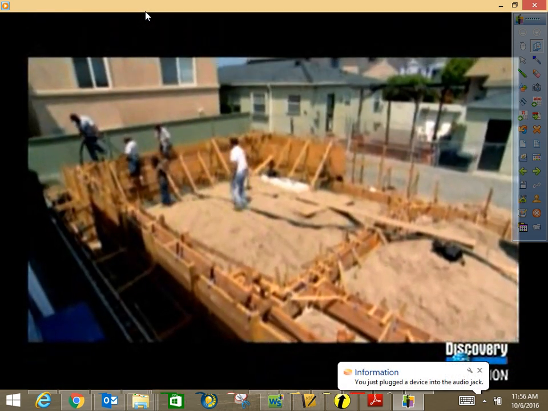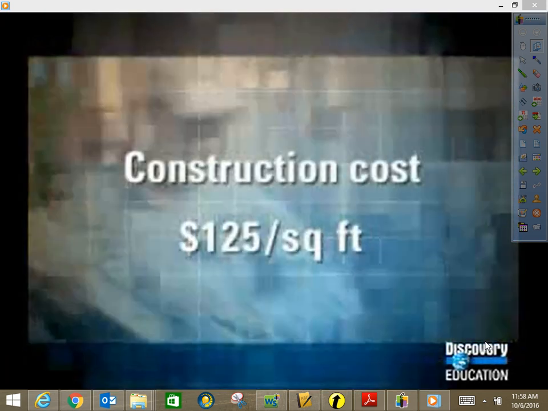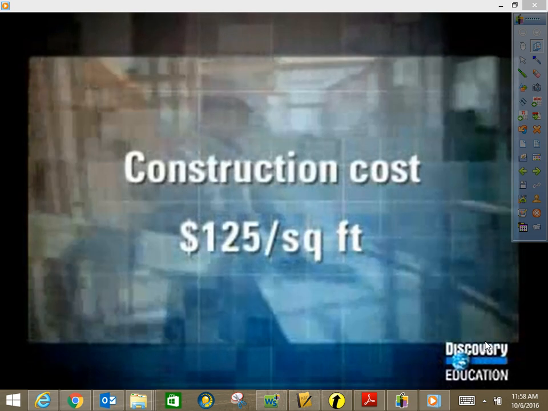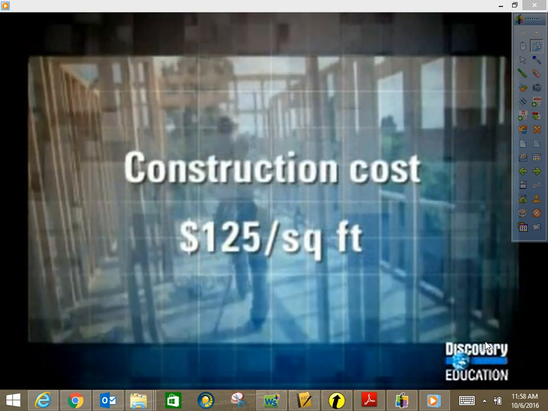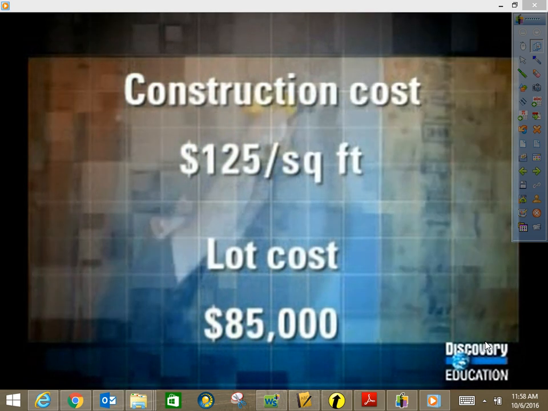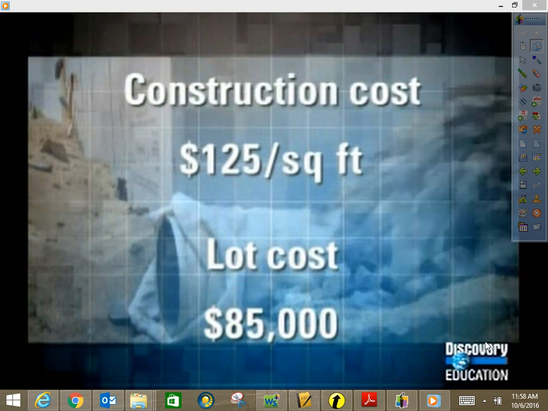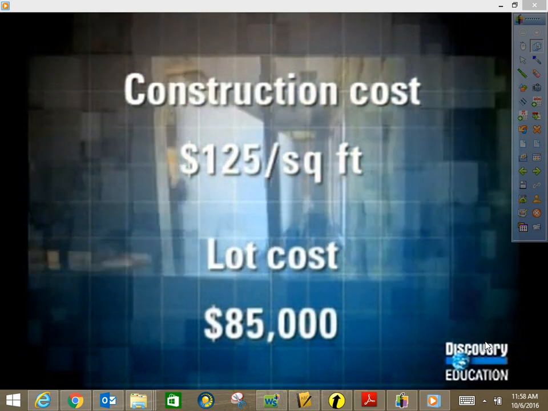People building new homes often buy the lot first, then work with a builder to design their home. But building a house from scratch can be expensive, and the bigger the house, the more it costs. In this new neighborhood, the builder has figured out that it costs $125 per square foot to build a home. In addition, each lot in the neighborhood costs $85,000. We can build a function that will represent the total cost of a new home in the neighborhood with a given number of square feet.